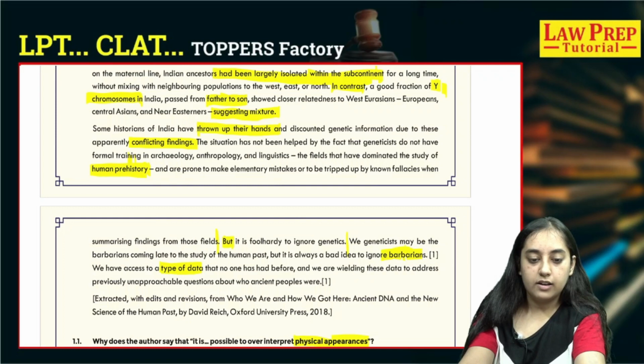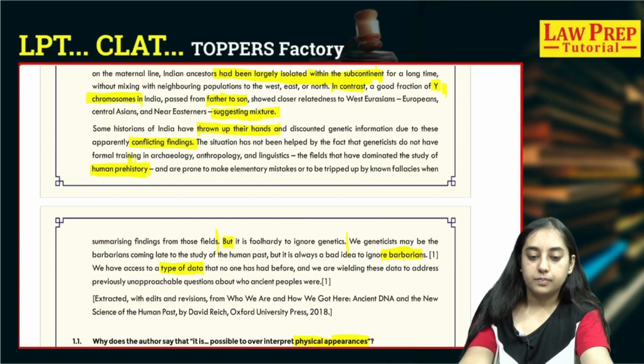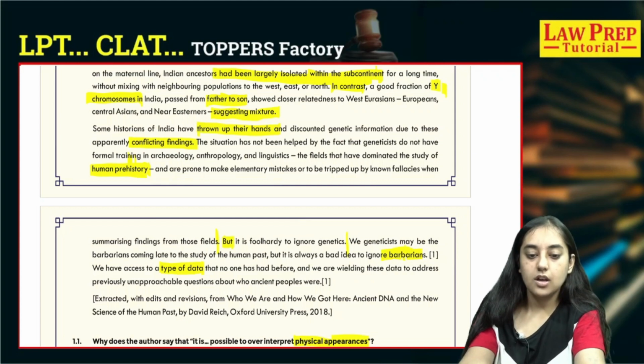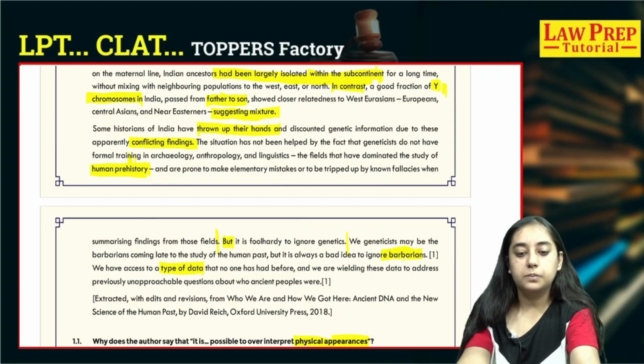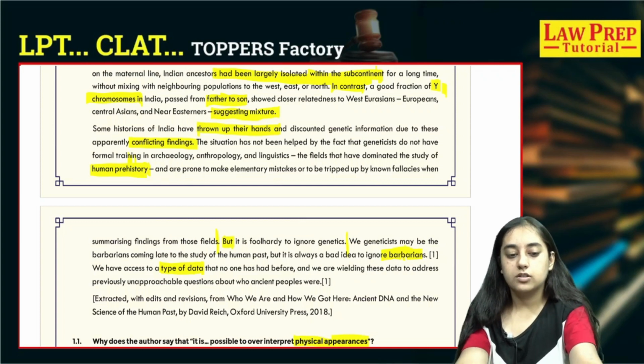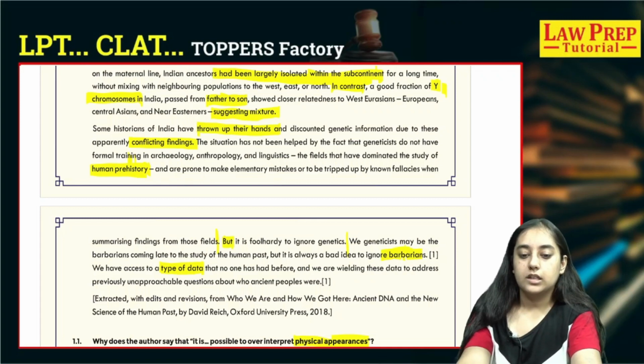So they have access to a certain type of data which is not available to anyone else, and we are wielding these data to address previously unapproachable questions about who ancient peoples were. So we have this data and we are using it well to answer certain very important questions about the ancient people. Okay, so I hope the meaning of the passage was clear.